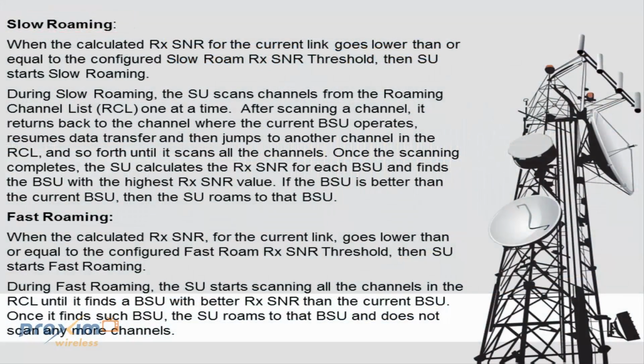Slow roaming. When the calculated received SNR for the current link goes lower or equal to the configured slow roam SNR threshold, then the SU starts to slow roam. During the slow roam, the SU scans channels from the roaming channel list, the RCL, one at a time. After scanning a channel, it returns back to the channel where the current BSU operates, resumes data transfer, and then jumps to another channel in the RCL, and so forth until it scans all of the channels.